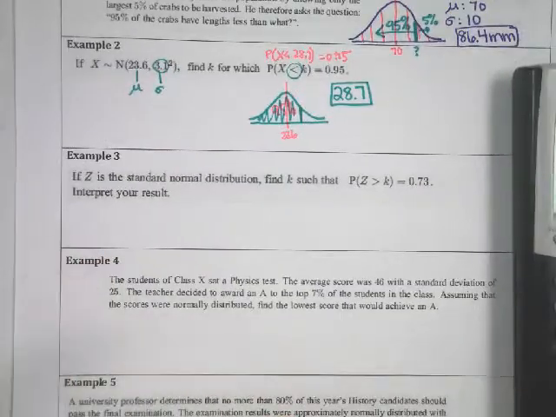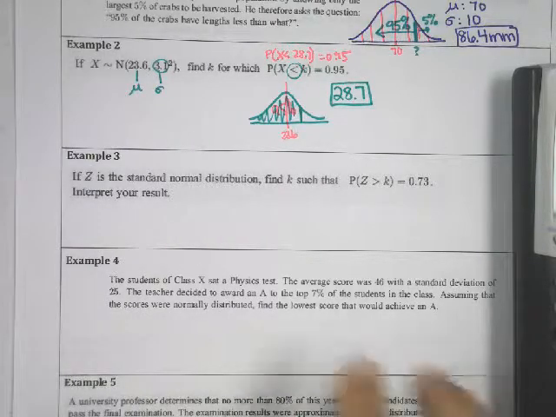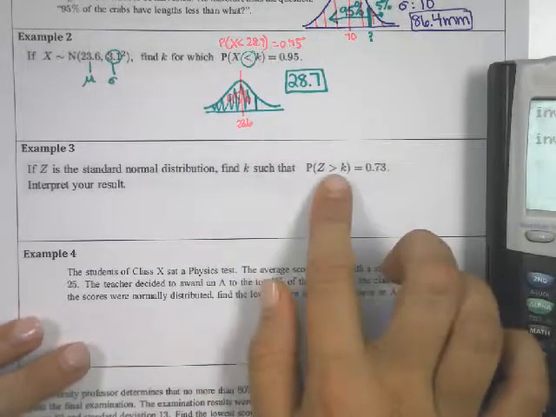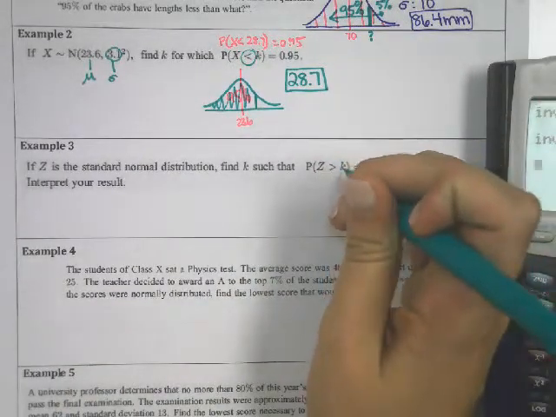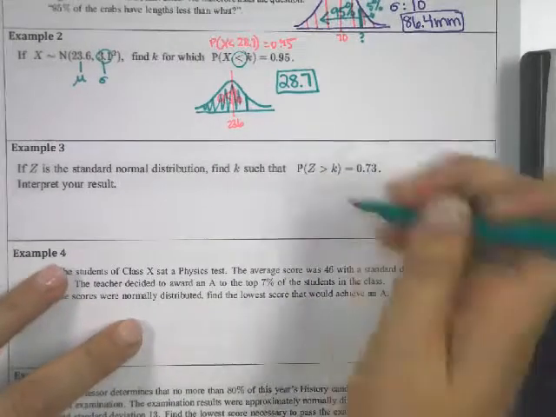Okay, example 3 says if Z is the standard normal distribution, find K such that the probability that Z is greater than K is 0.73.